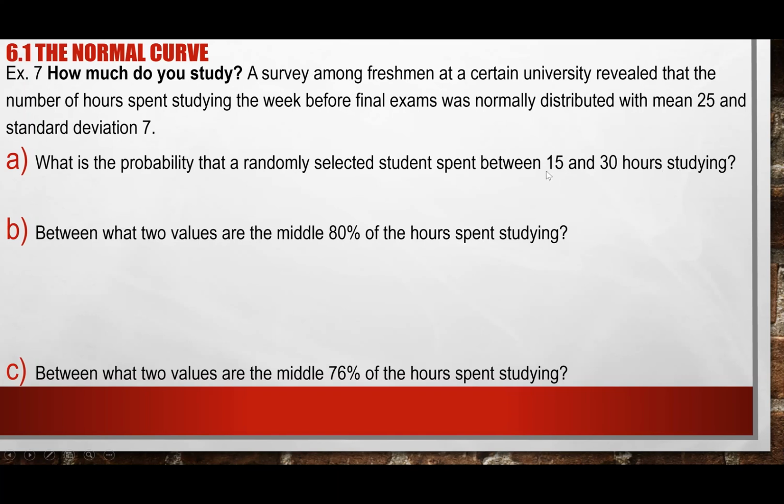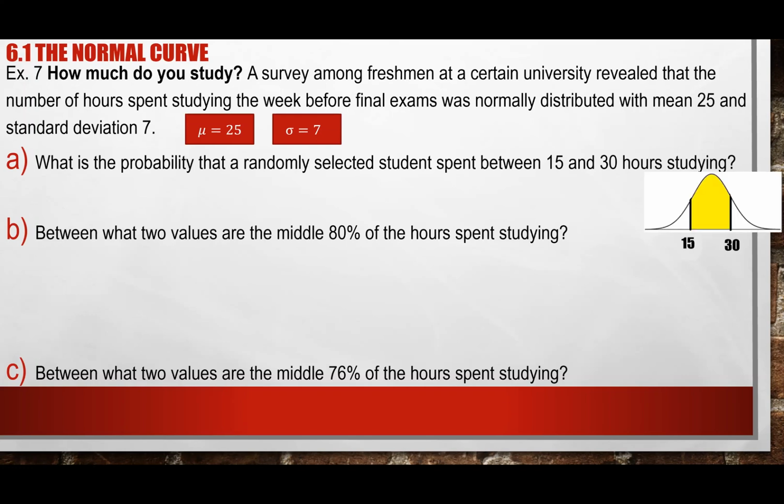Looking at this, they don't give you the percentage. They don't give you the percentile, and they don't tell you anything in terms of the percent. But you should know, make a note for yourself, that because they ask what is the probability, we need to use the normal CDF. To find the normal CDF, we need the mean and the standard deviation, and the two endpoints, the lower limit and the upper limit.